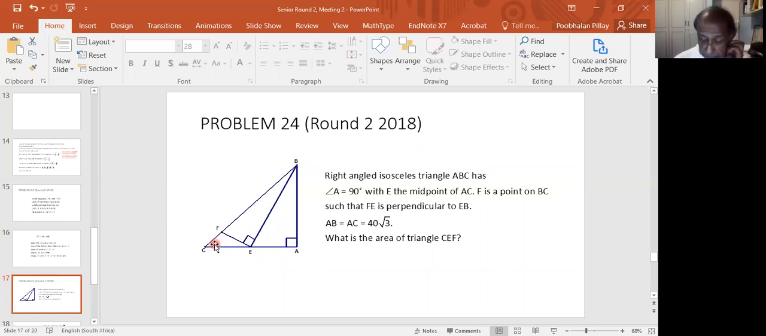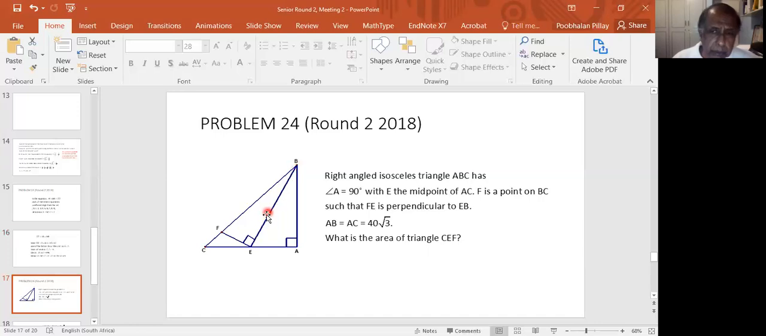isosceles. So angle C is 45 degrees and this entire angle there is also 45 degrees. All right, so that's the information. The information right in the beginning allows us to make these conclusions. Now, E is the midpoint of AC. So you've got E right in the middle here. These two lengths are the same. F is a point on BC such that FE is perpendicular to EB.